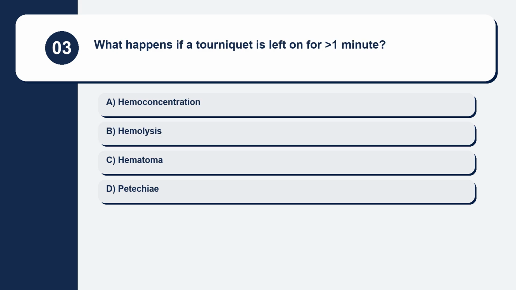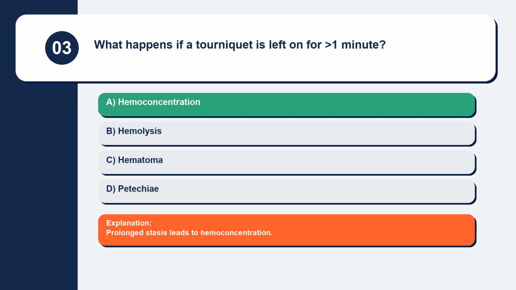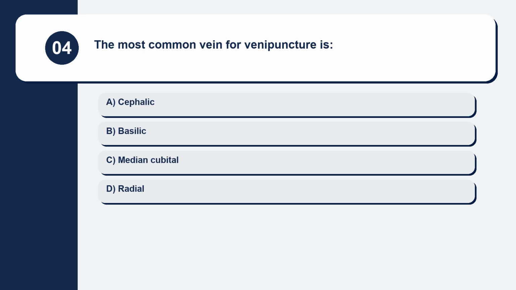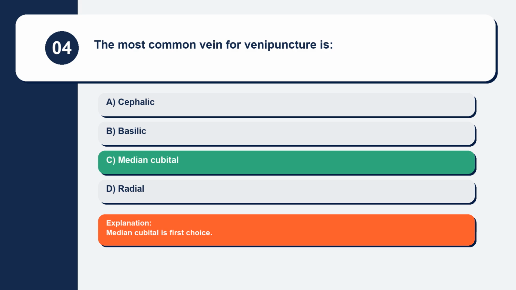Question 3. What happens if a tourniquet is left on for 1 minute? Hemoconcentration, hemolysis, hematoma, or petechiae. Prolonged stasis leads to hemoconcentration. Question 4. The most common vein for venipuncture is cephalic, basilic, median cubital, or radial. Median cubital is first choice.